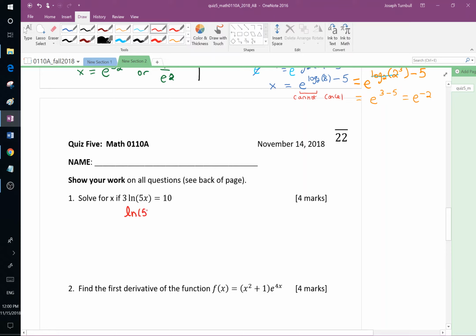So ln of 5x is equal to 10 divided by 3. Divide both sides by 3. Now we have x trapped in a log, and the log is isolated, so a good move is to exponentiate both sides. I'm going to use a base of e because we're untrapping the x from a log function with a base of e.